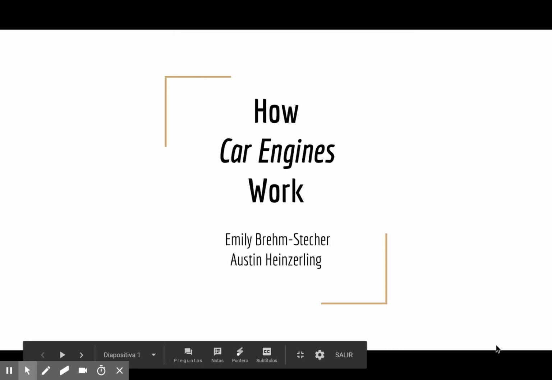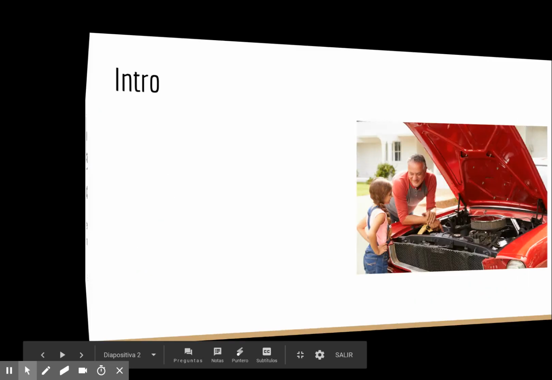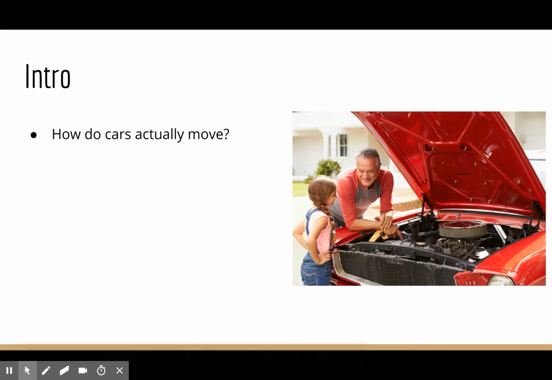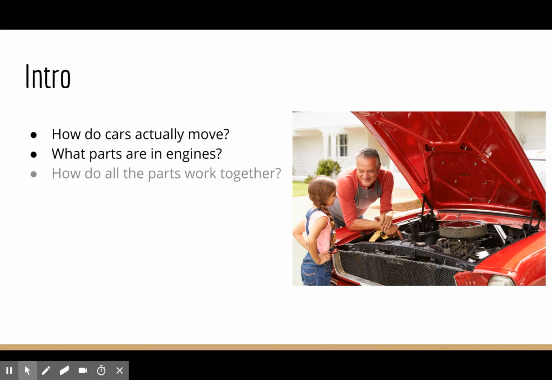Awesome. So we are going to present to you how car engines work today. In this presentation, we're going to answer some questions. How do cars actually move? You're going to find out what parts are in engines, and you're also going to find out how all the parts work together.